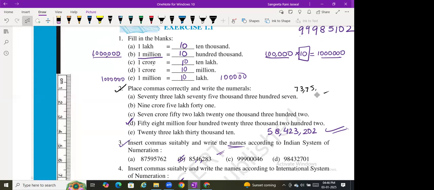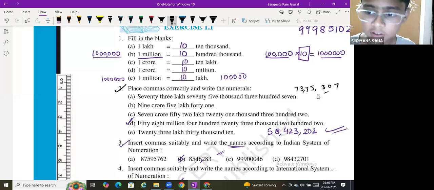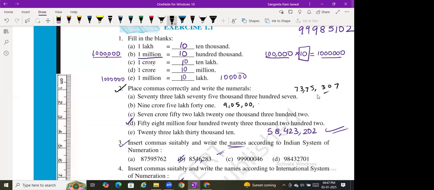Ma'am, 773 comma 75 comma 307. Okay. Good. Shreyansh, tell me the next. 9 crore 5 lakh 41. Yes, ma'am. 9, comma, 0, 5, comma, 0, 0, comma, 0, 4, 1. 041. Good.